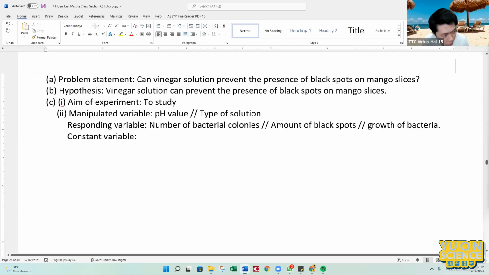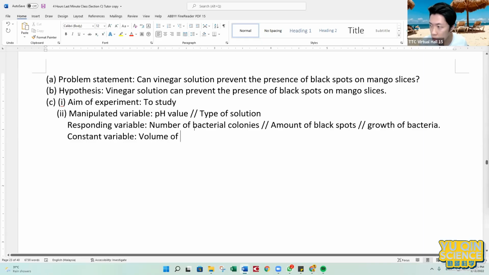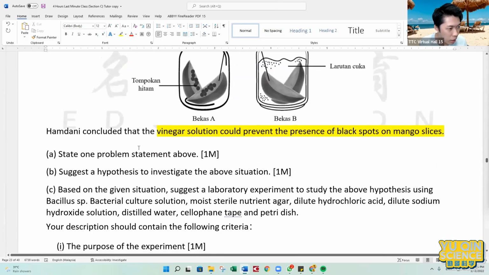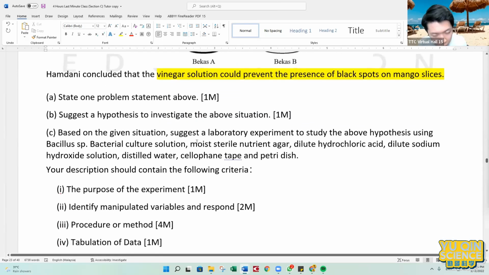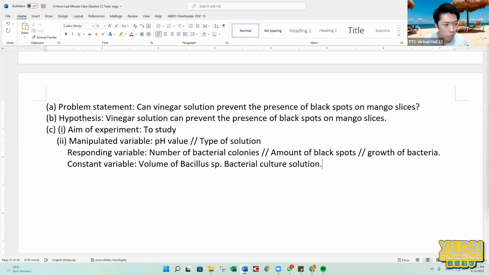So you've got 3 available answers. Okay, constant variable, just for the sake of trying out, this will be volume of bacterial species, Bacillus sp. culture solution. Here you go.